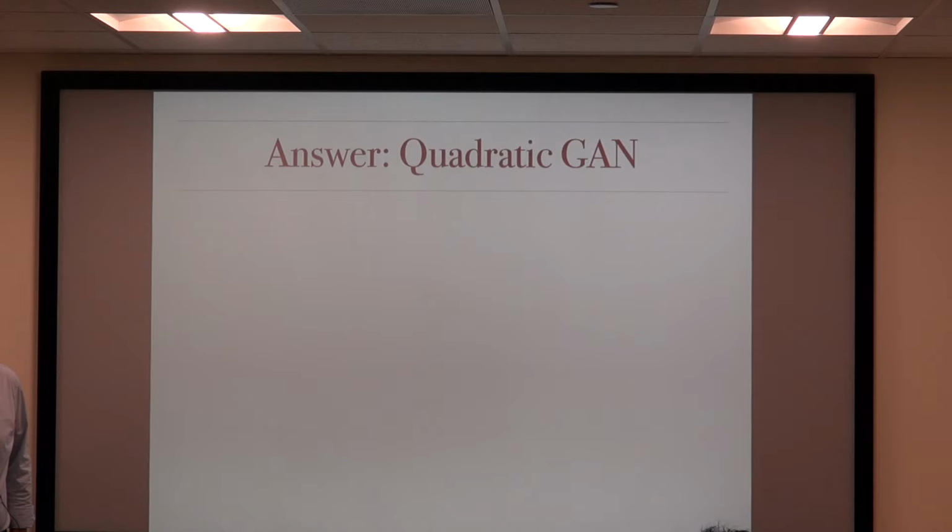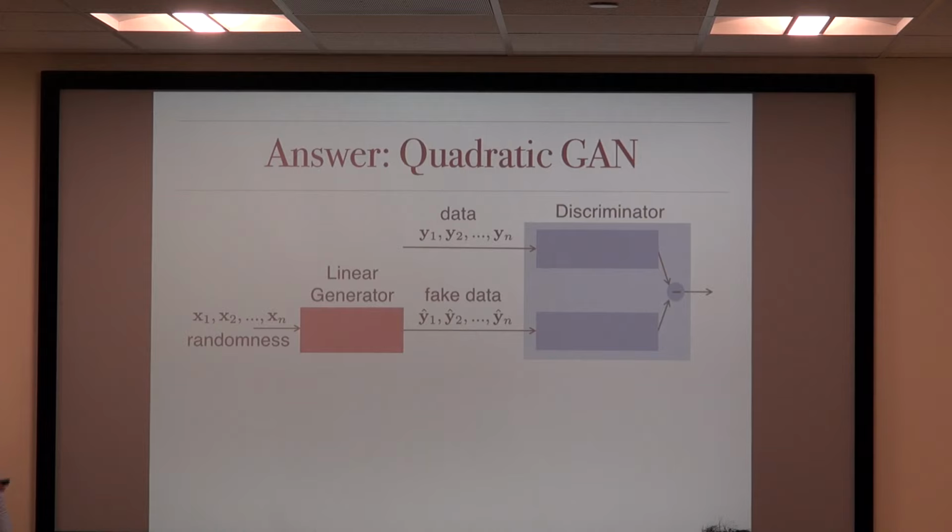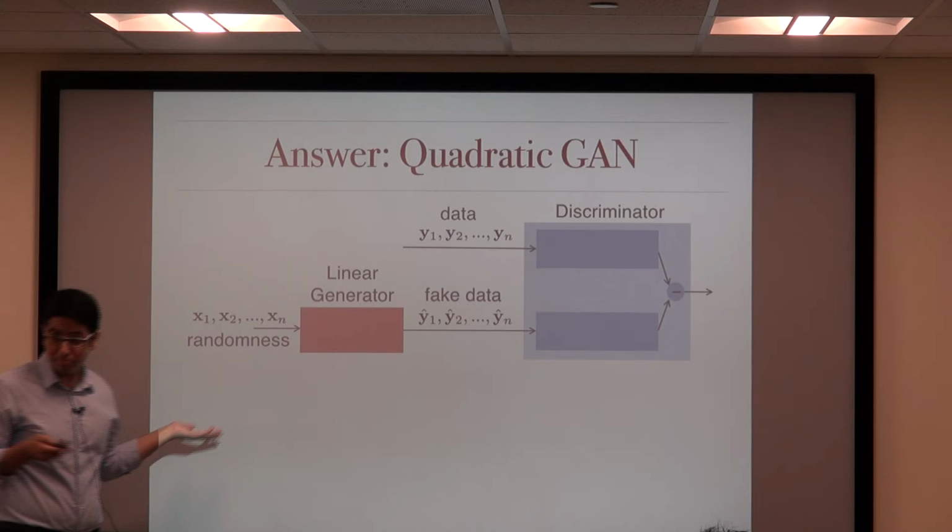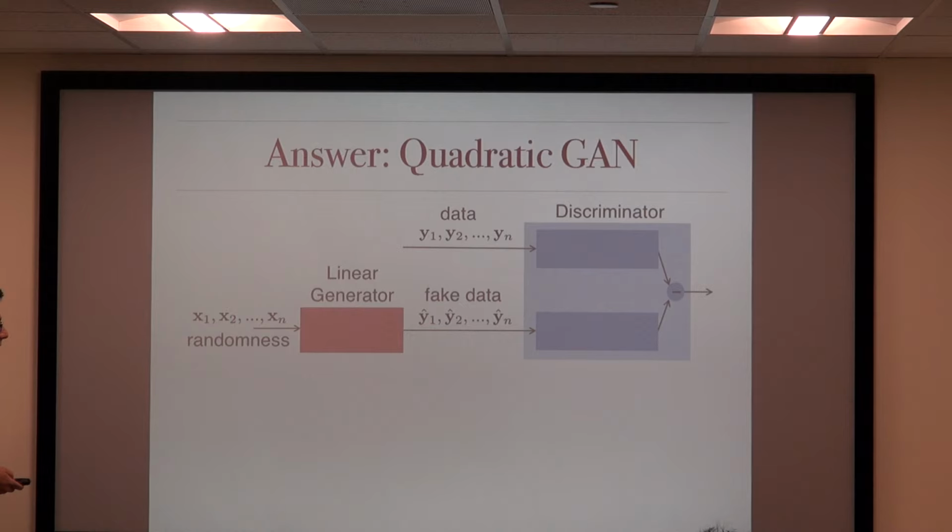All right, so the answer is this GAN architecture. The generator should be linear because we have a linear randomness here and I want to generate a Gaussian distribution. What about the discriminator? The discriminator turns out to be a little bit more complicated than we expected. There are two functions applied, as I said, we compute statistics from the data and compare the two statistics.